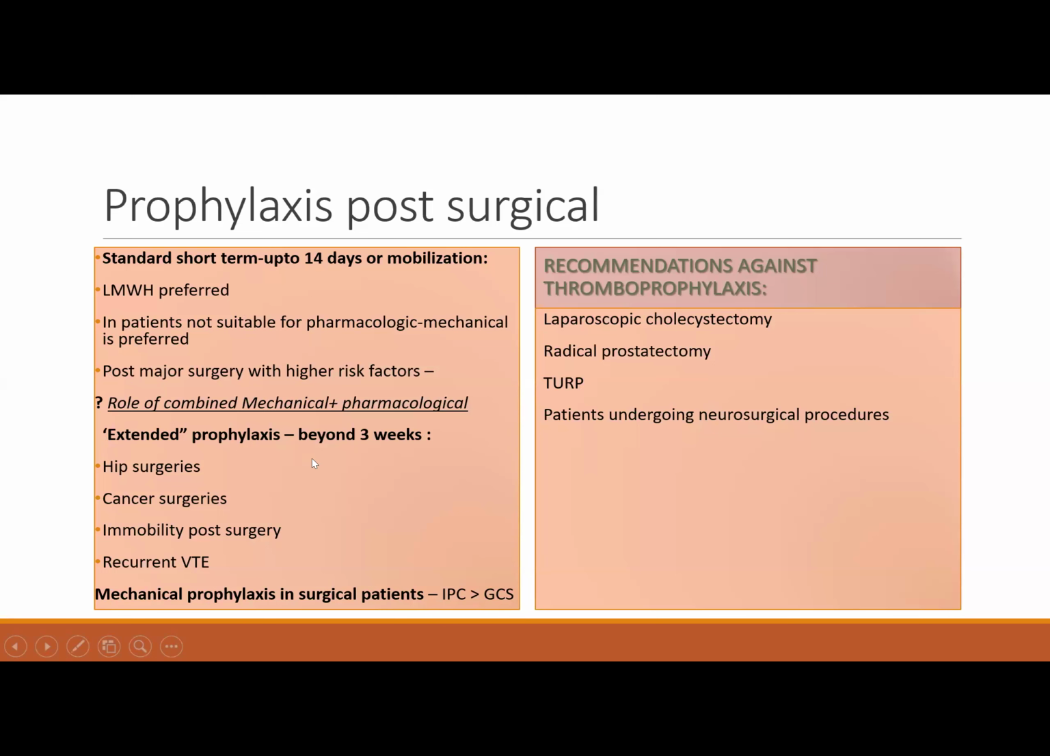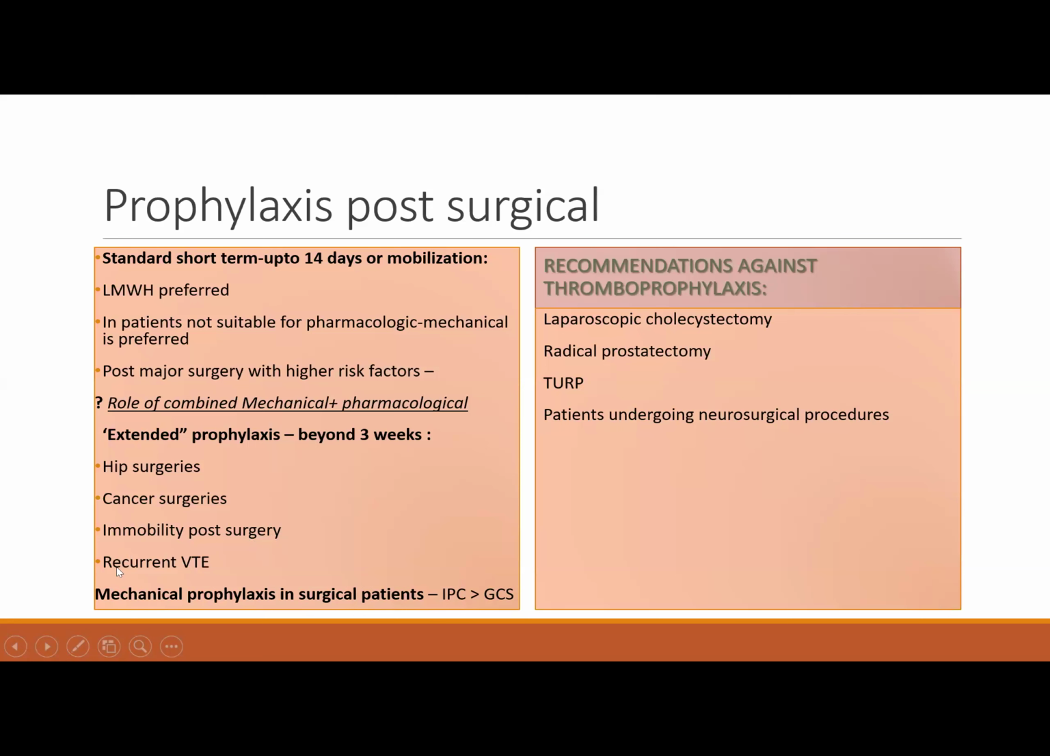And where do we consider using extended prophylaxis? That is anywhere beyond 14 to 21 days. That is beyond 3 weeks of thromboprophylaxis, considered in hip surgeries and cancer surgeries and immobility post major surgery, or if there is a history of a recurrent VTE.